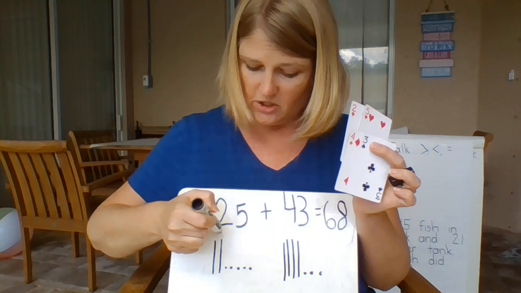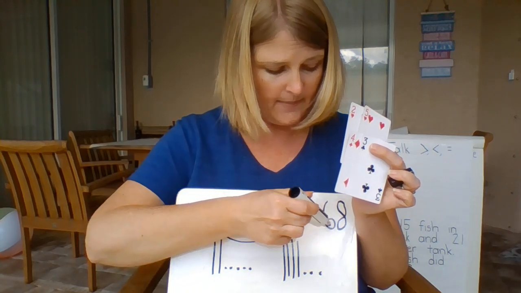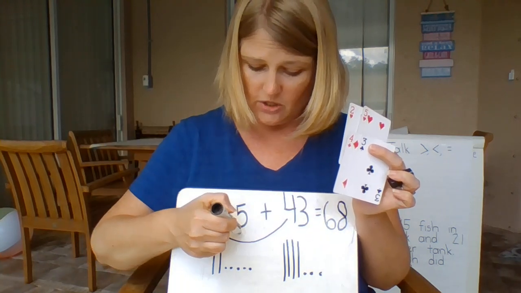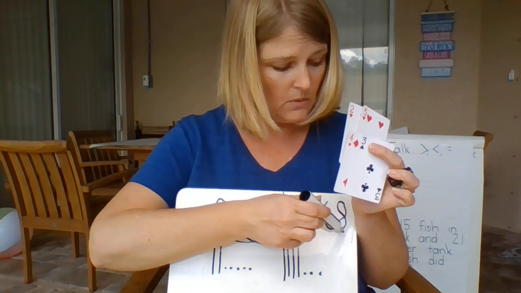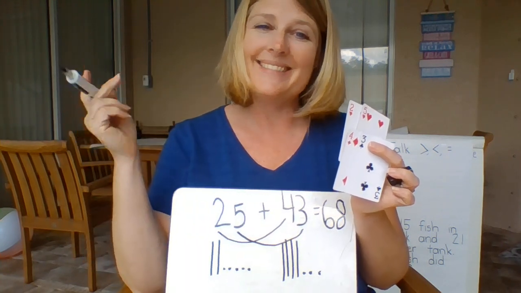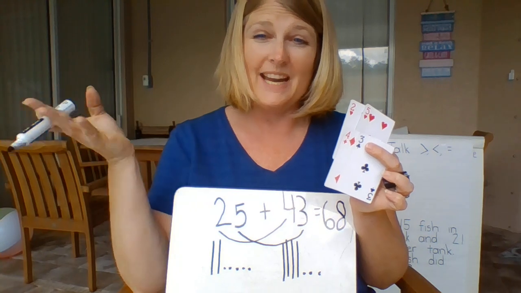I know because 2 tens plus 4 tens makes 6 tens, and 5 ones plus 3 ones makes 8 ones. And I proved my math to my adult.